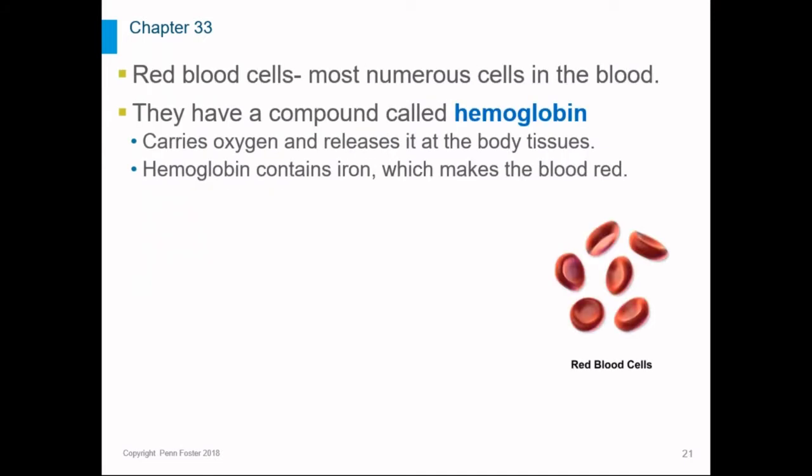Red blood cells are the most numerous cells in the blood, which is why blood appears red. They have a compound in them called hemoglobin, which carries oxygen and releases it at the body tissues, and it picks up carbon dioxide and carries it to the lungs. Hemoglobin contains iron, which makes the blood appear red.